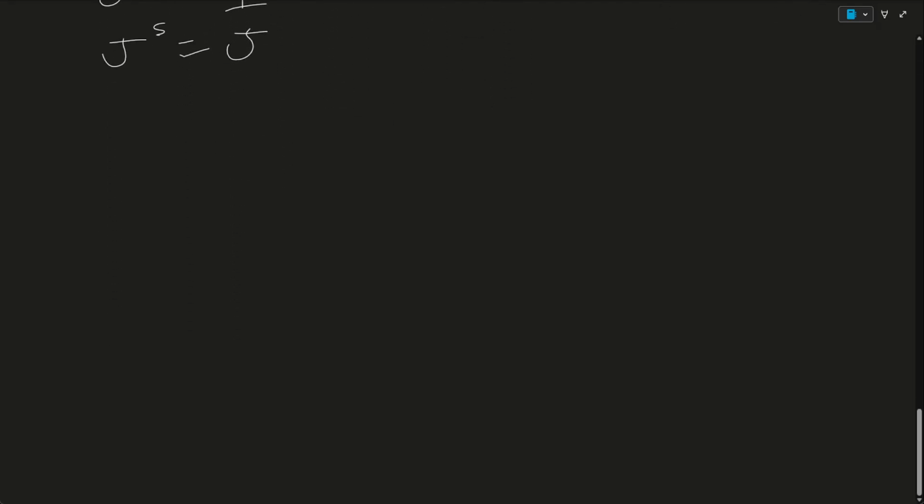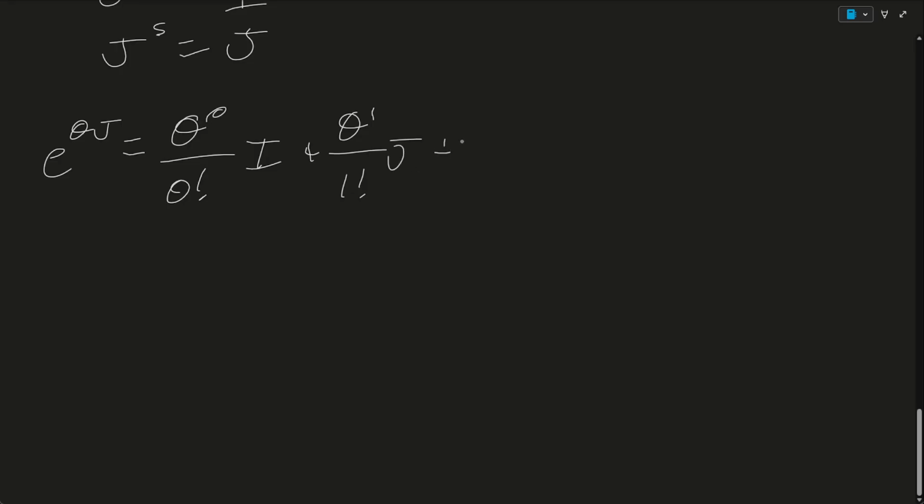And we can sub this into our Taylor series from before. So e to the theta J, we're going to get theta to the 0 over 0 factorial I, plus theta to the 1 over 1 factorial J, and then theta squared over 2 factorial times minus I, plus theta cubed. I'm just going to write this one and then I'll stop.